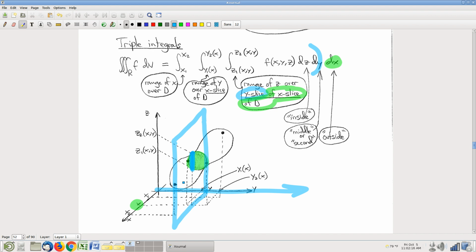Okay? All right? And so you ask then, what's the range of values of y? Well, again, on this x slice, there's the first value of y. That gives you your y1. There's your last value of y. That gives you your y2. Everybody happy?